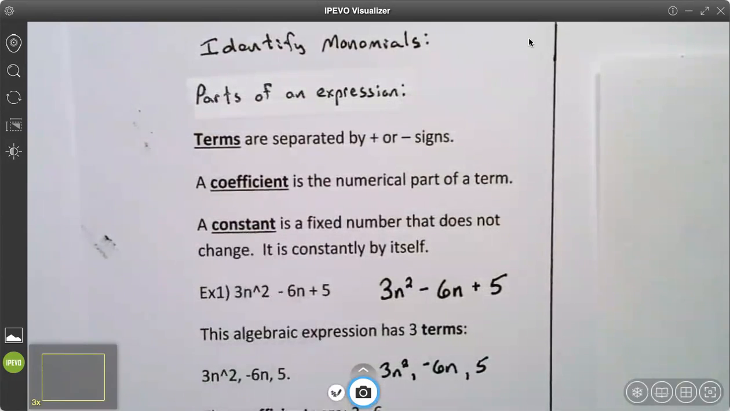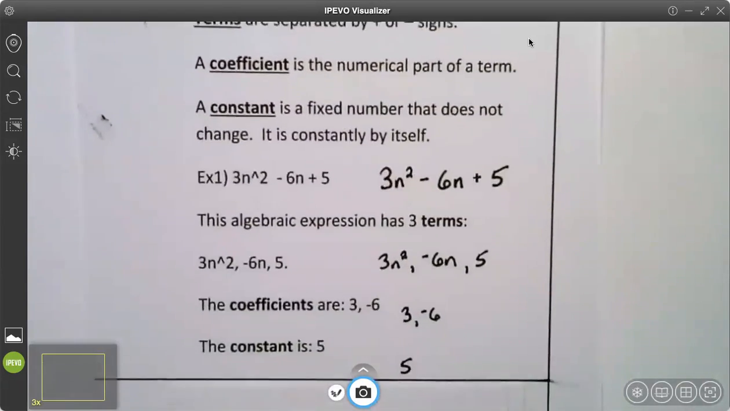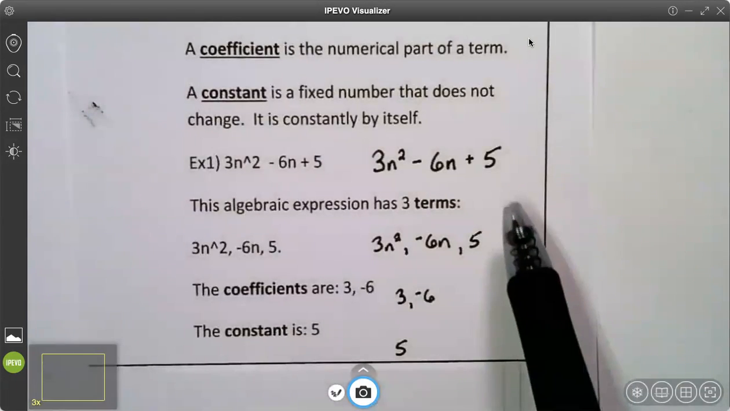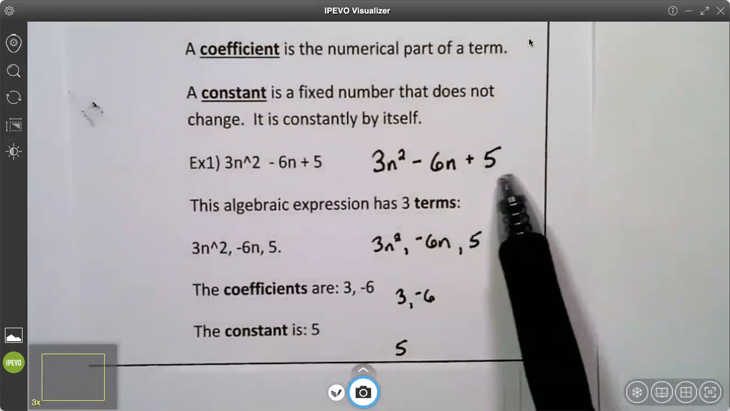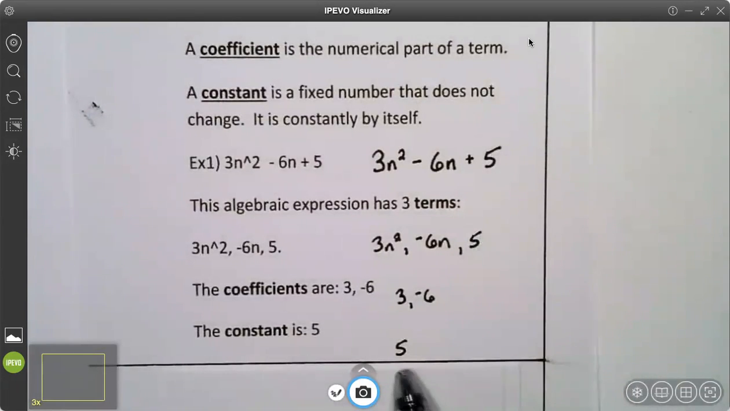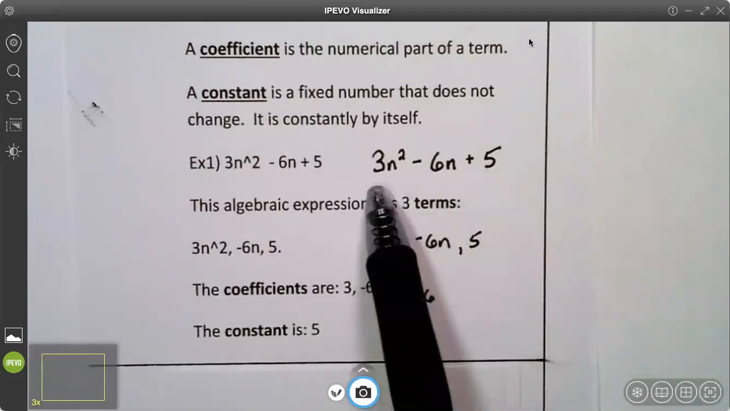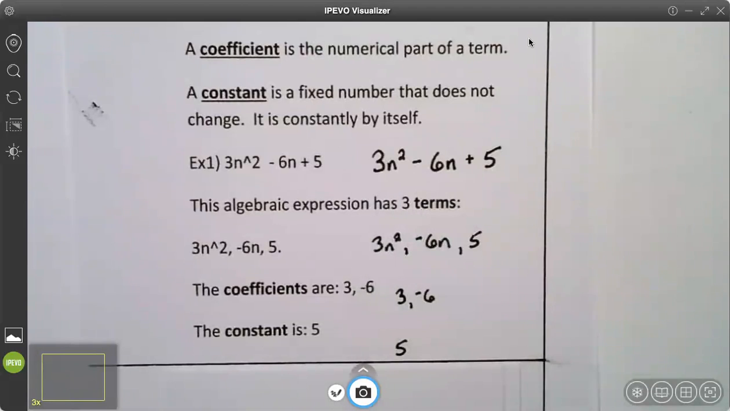A constant. A constant is a number constantly by itself. It does not have a variable to keep it company. It's all by itself here. This positive 5 is your constant. So 3 terms separated by plus or minus signs, 2 coefficients, 3 and negative 6, 1 constant constantly by itself, the positive 5. Those are parts of an expression.